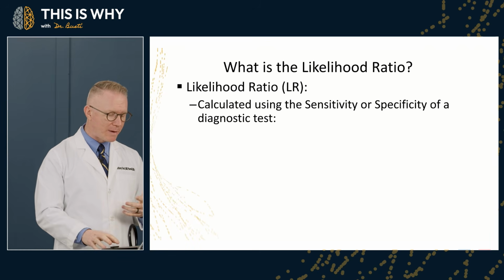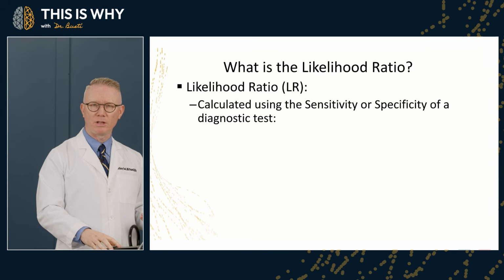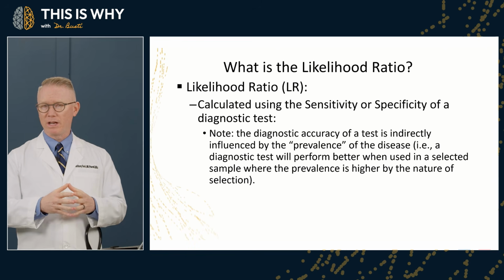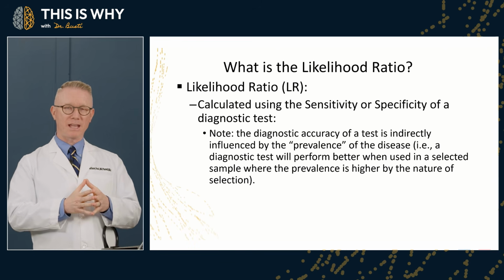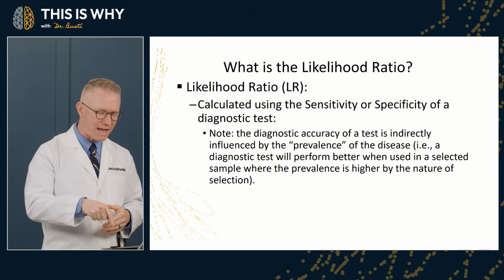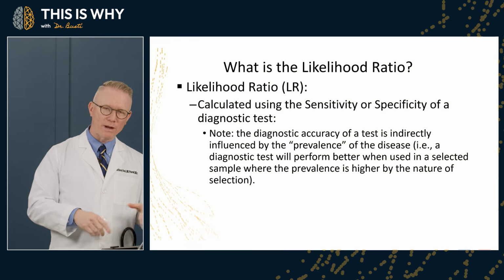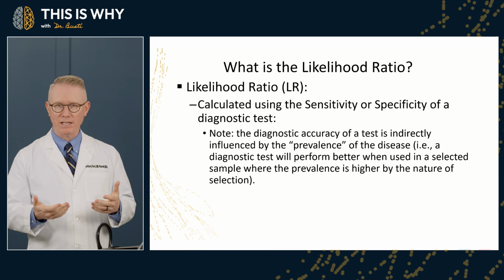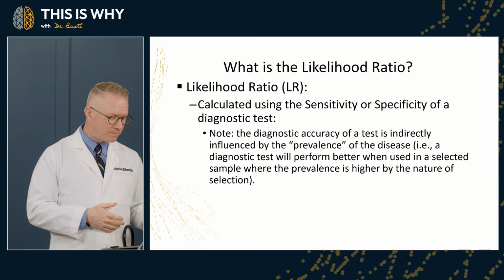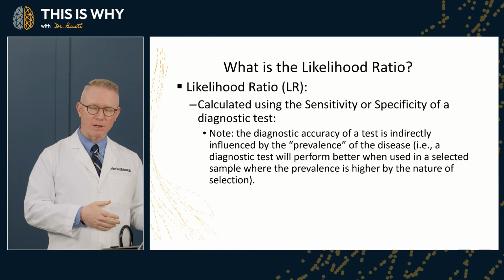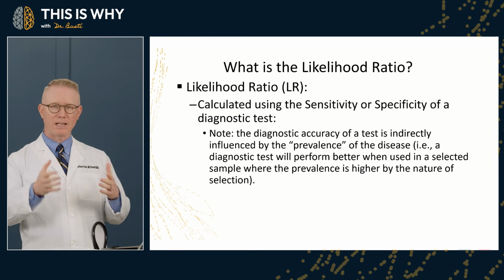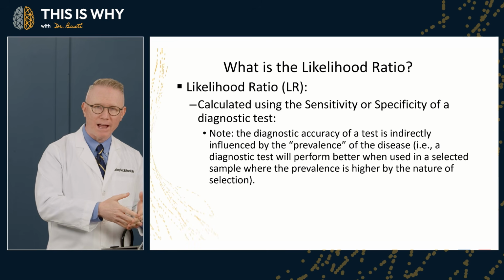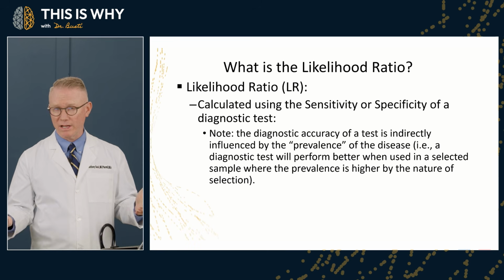Now, when we start thinking about calculating it, we mentioned the use of the sensitivity and specificity. But you need to note something. The diagnostic accuracy of a test is indirectly influenced by the prevalence of that disease. Now, a diagnostic test will obviously perform better when it's used in a selected patient population or sample where the prevalence is higher by nature of the selection.